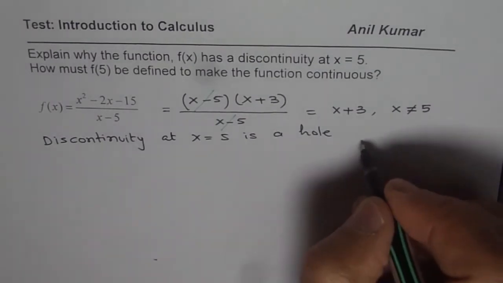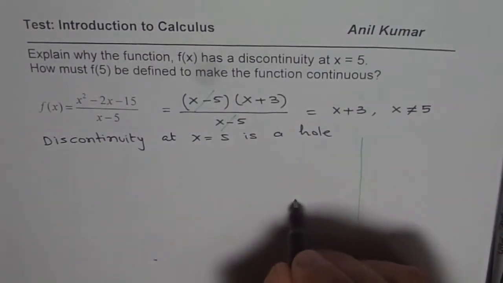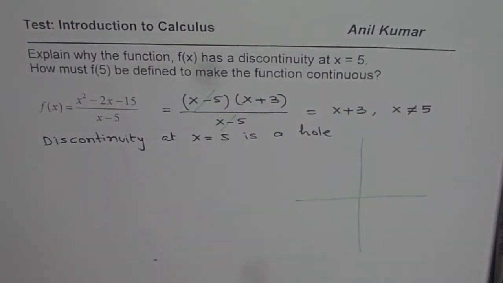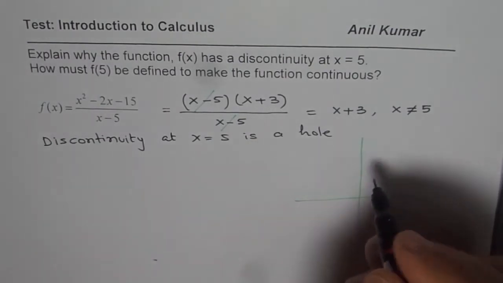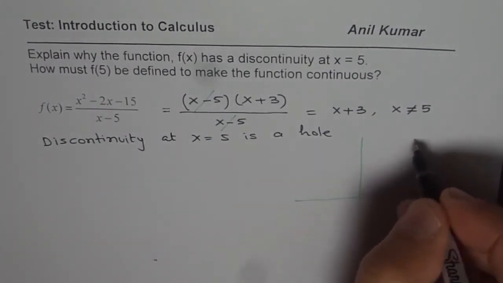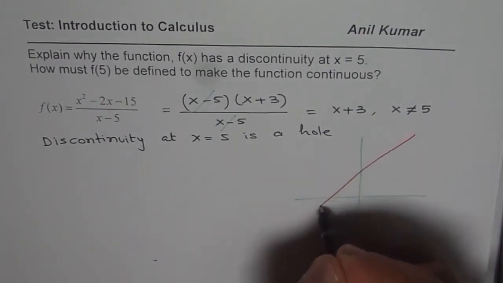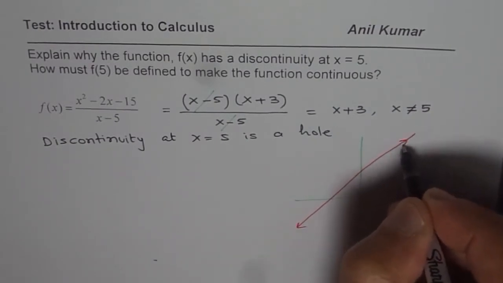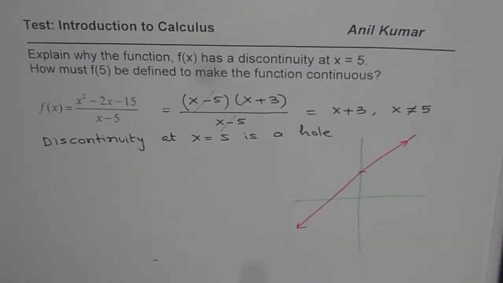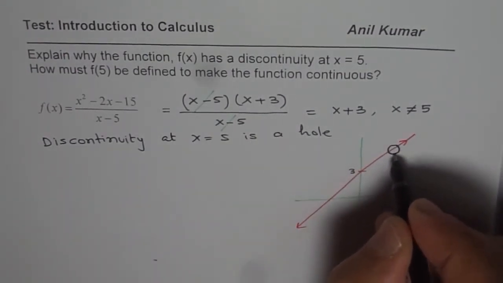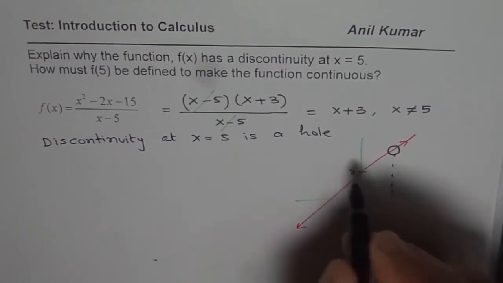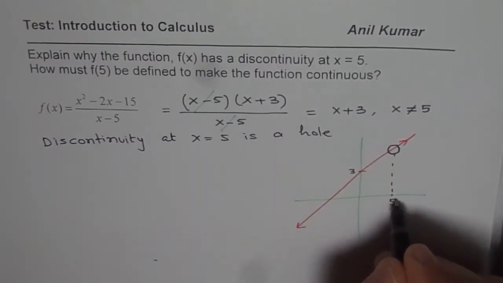Now if you sketch a graph of this function, definitely you'll get a straight line, which is x plus 3, and at 5 there will be a hole, right? So this is a positive slope, okay, so that is my line. This point is 3 for us. So in this line at 5 we have to make a hole, right? If you don't make this hole, then it is not a correct representation, right? So this is what it is.